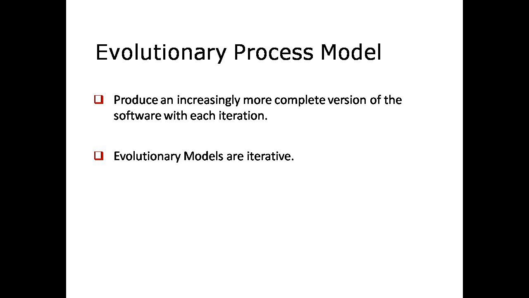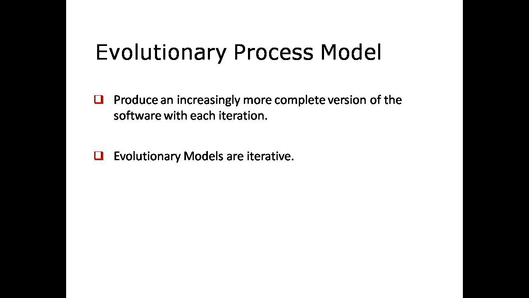Evolutionary process models are iterative. They produce increasingly more complete versions of the software with each iteration. They are characterized in a manner that enables you to develop increasingly more complete versions of the software.